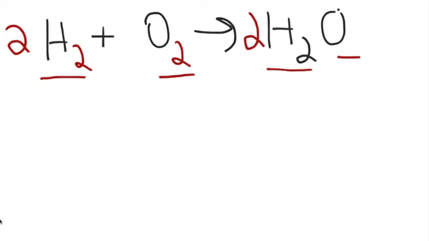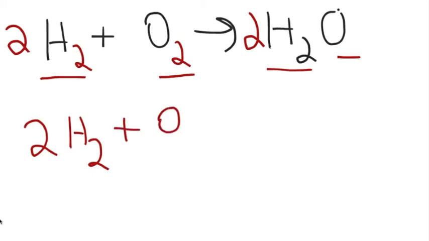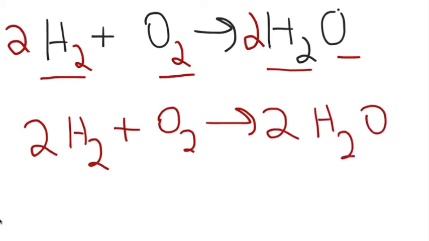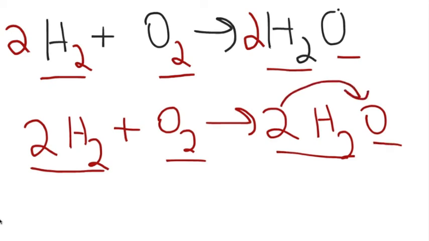Let's go back and double check and see if this is right. So 2 hydrogen plus oxygen is going to give 2H2O. I have 4 hydrogen on the left, 4 hydrogen on the right. 2 oxygen on the left, and 2 oxygen on the right. This equation is balanced. Very good.